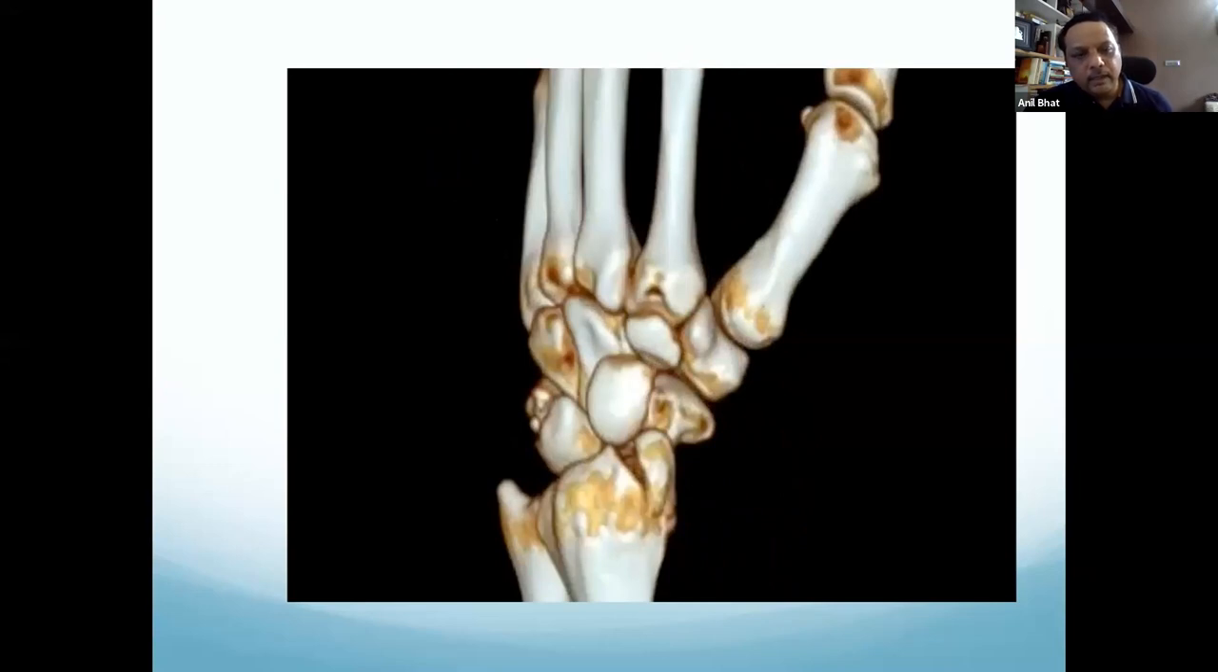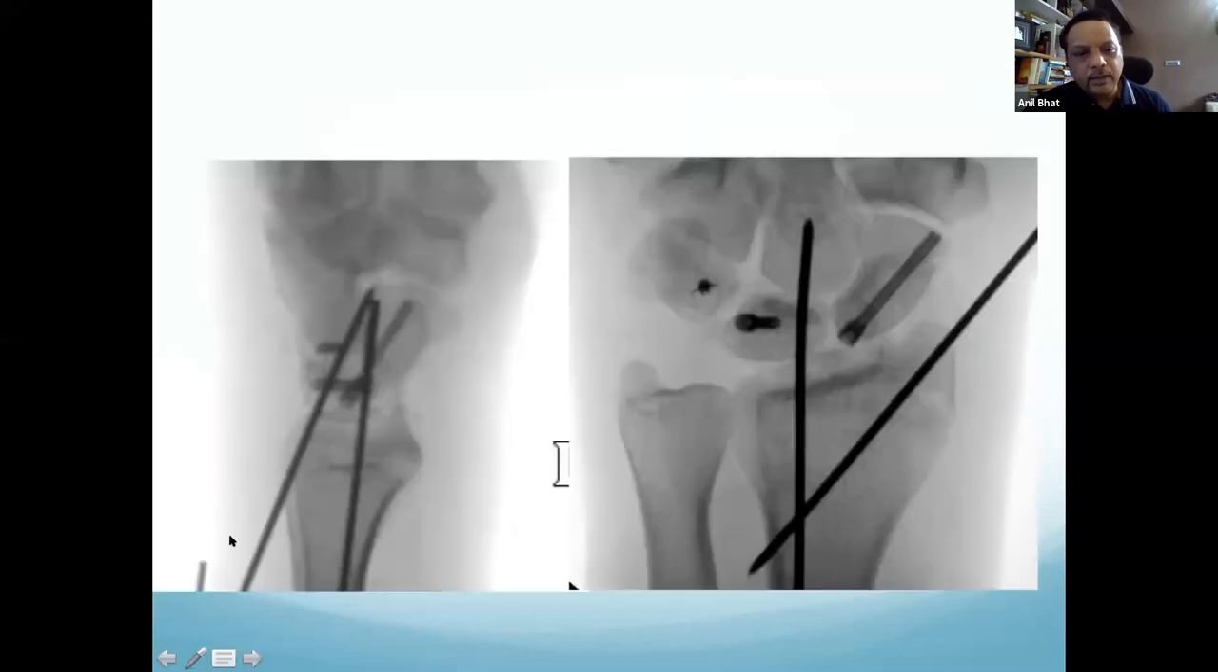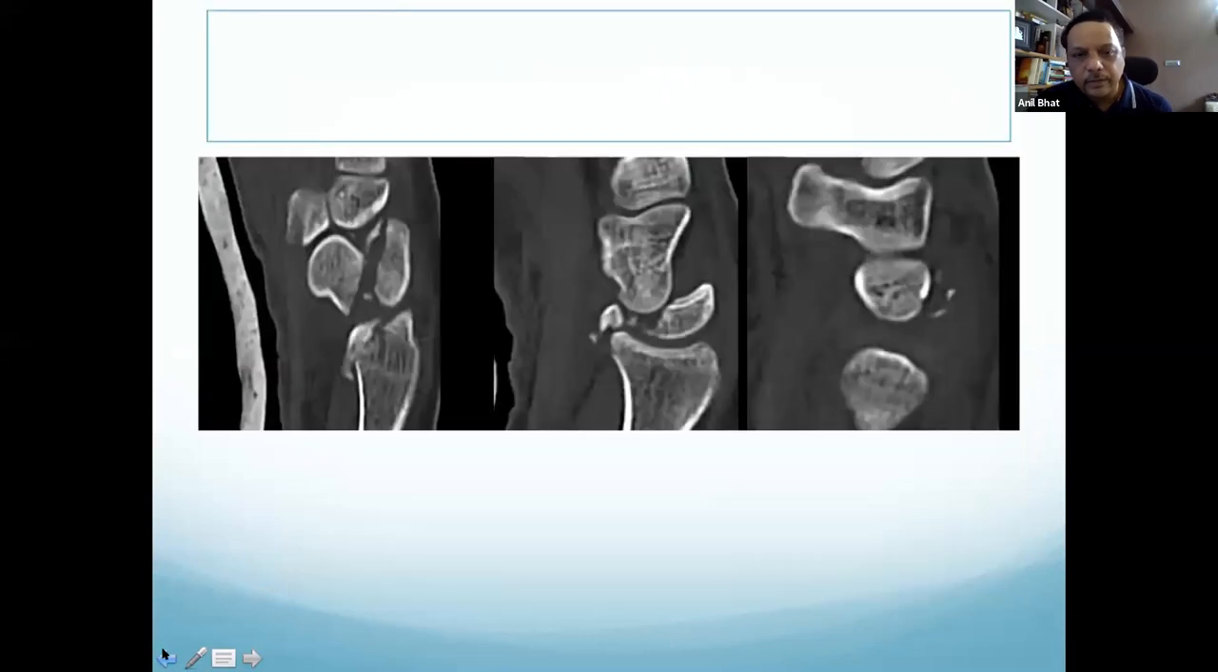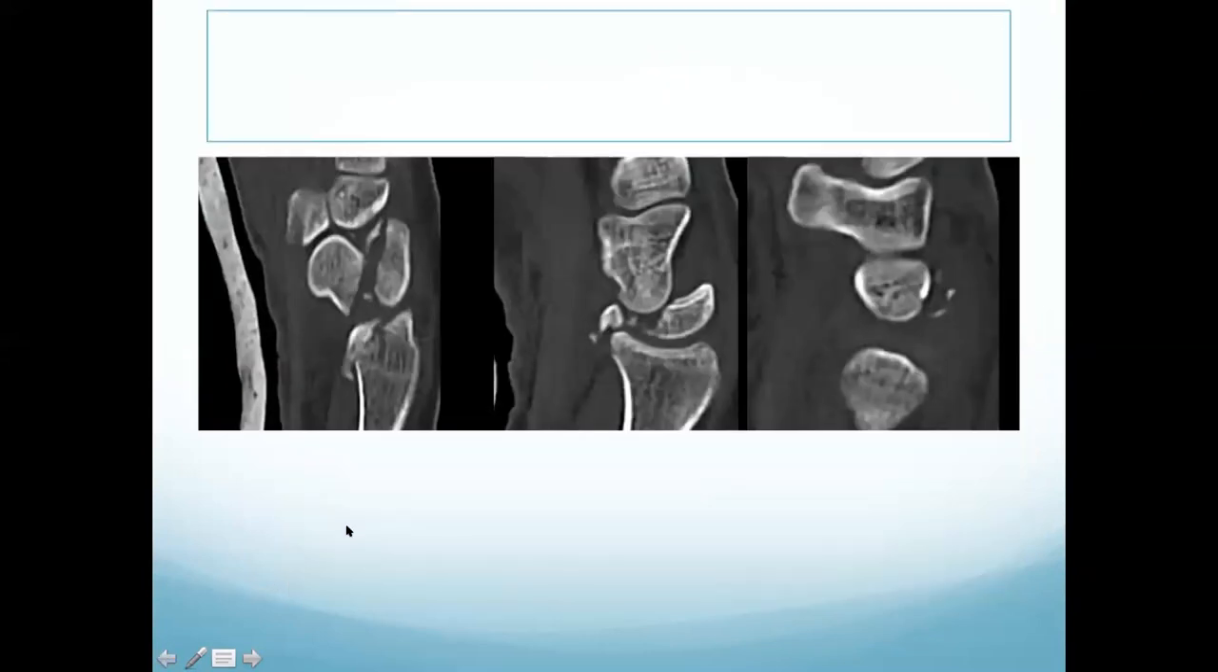So here there is a translunate kind of injury. And sometimes it just doesn't involve anything. It goes through the styloid and it goes in below the lunate also, an infralunate kind of injury. So there are different arcs: greater, lesser, plus translunate, plus infralunate also. Okay.